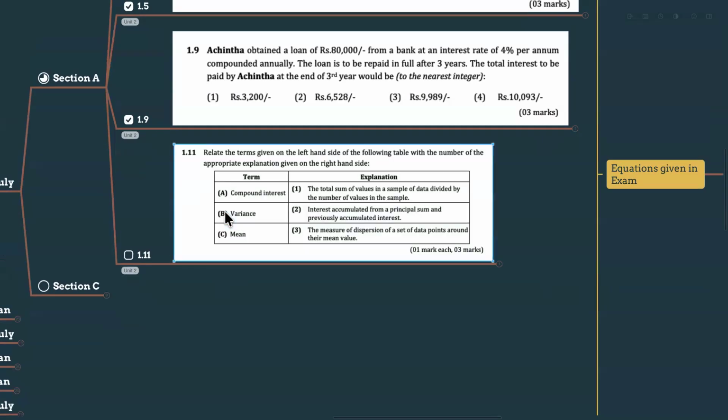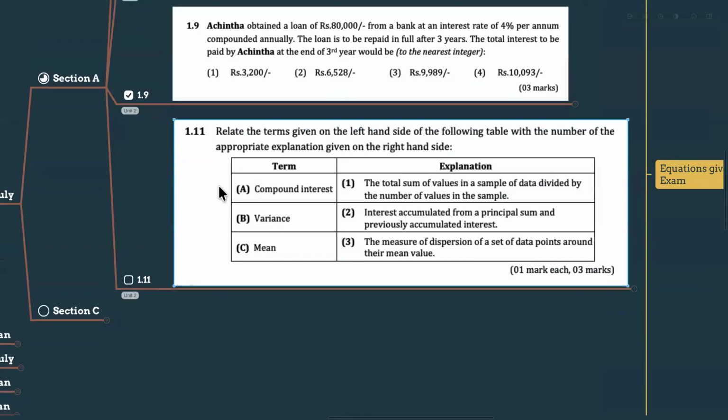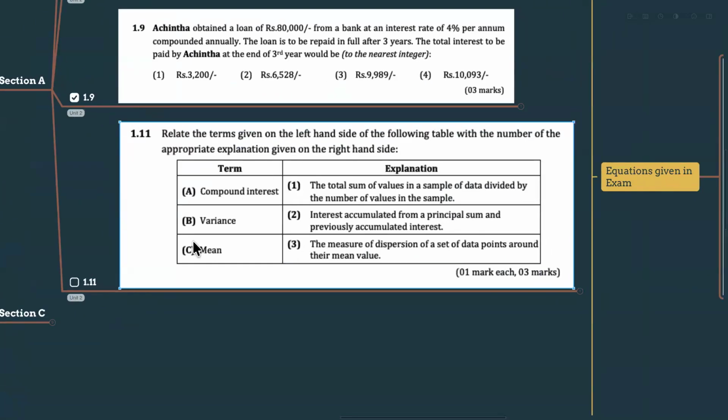Right. Let's do 1.11, because this question is actually related with other chapters also, but we will take only the portion that is related to our chapter 2. So relate the terms given on the left hand side of the following table with the appropriate explanation given in the right hand side. So we will look at the compound interest only. The total sum of values in a sample of data divided by the number of values in the sample. We didn't learn anything about sampling methodology in chapter 2.